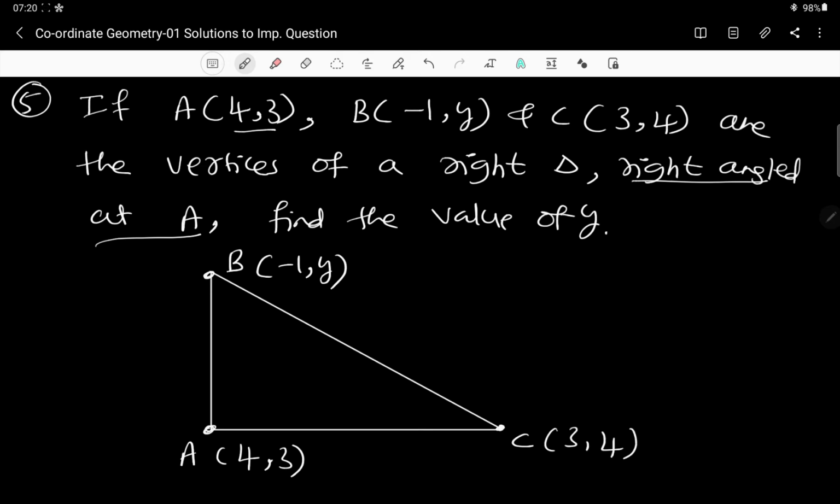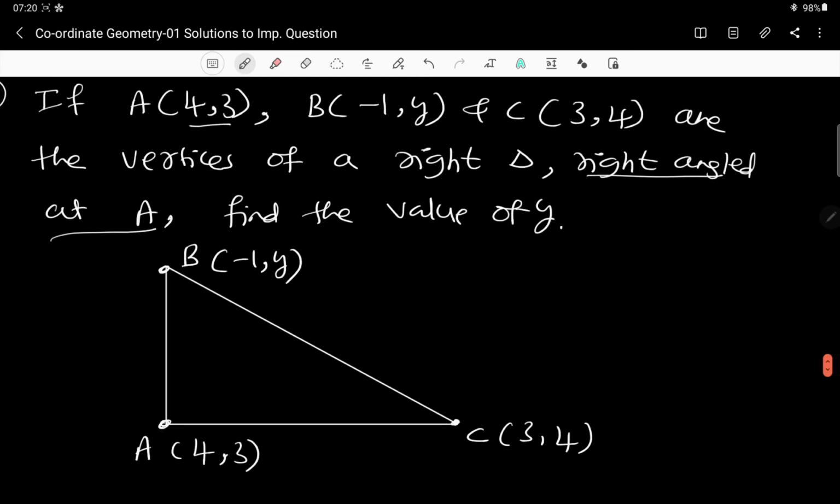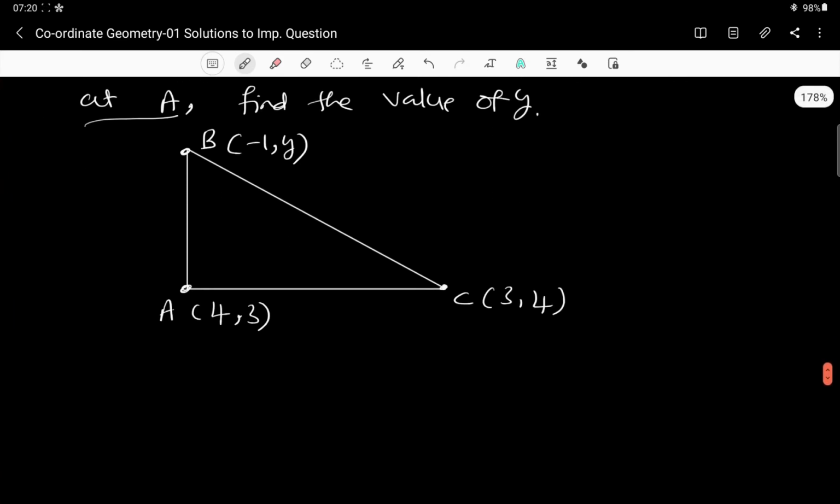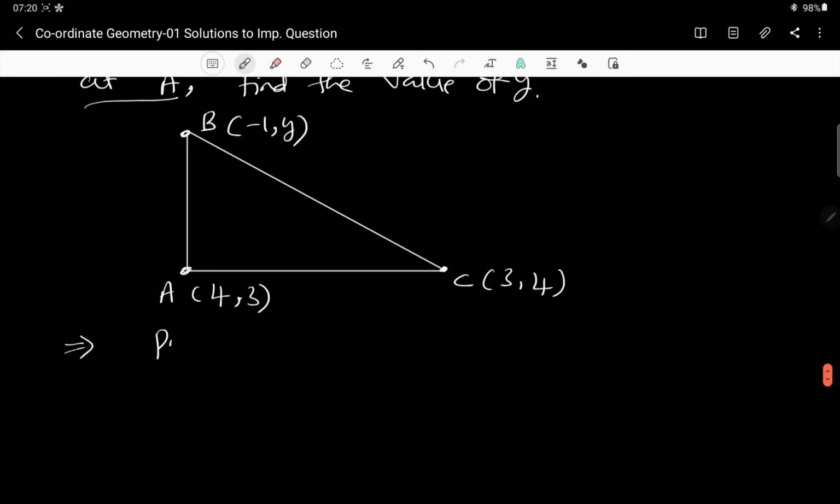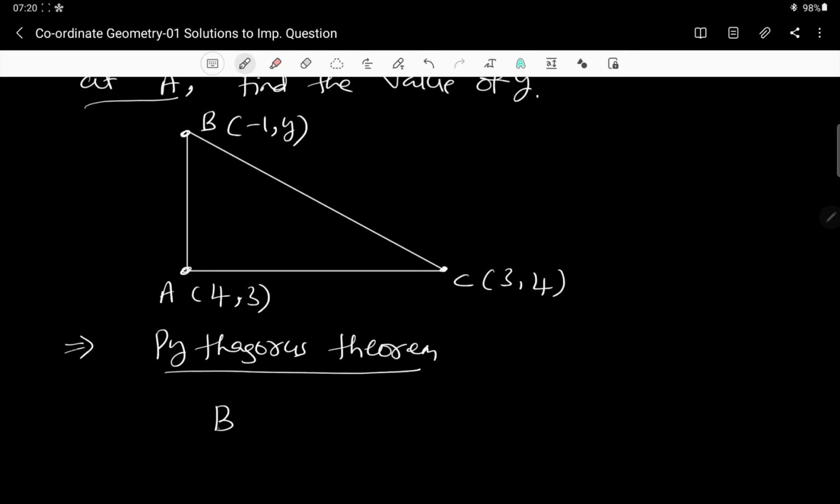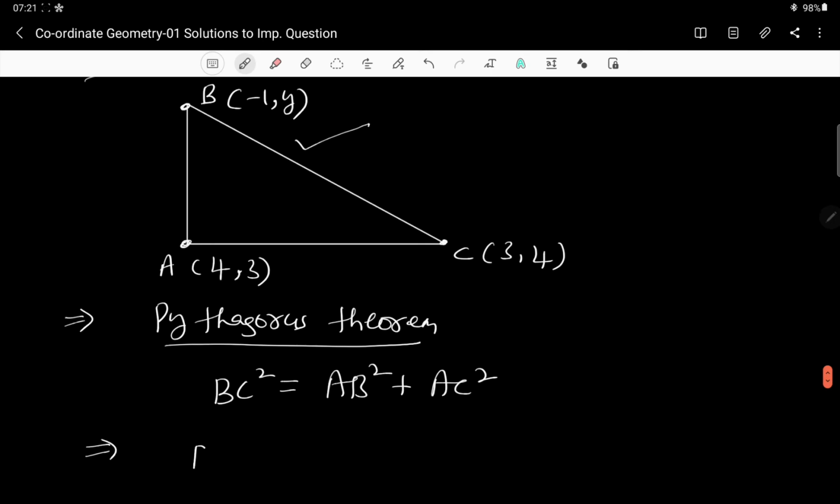Now they're asking us to find the value of y. Now you know this fundamental. By applying Pythagoras theorem, what can we write? We can write that BC squared is equal to AB squared plus AC squared, no? This is the hypotenuse. BC squared is equal to AB squared plus AC squared. So by using that formula you can easily find it out. All right, so first of all let us try to find out this BC squared value.